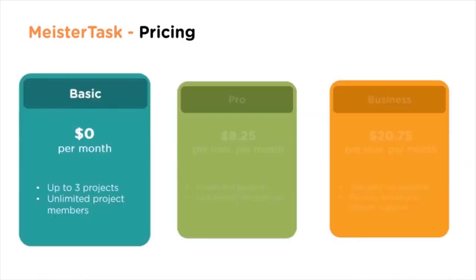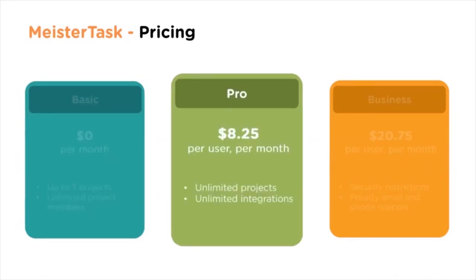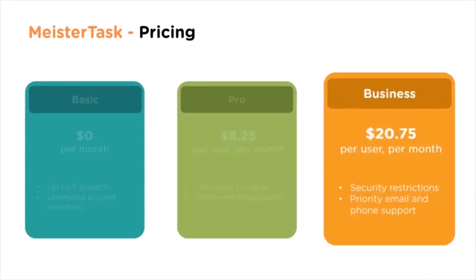The pricing it is $0 per month up to 3 projects and unlimited project members. The Pro version includes unlimited projects, unlimited integrations, which costs around $8.25 per user per month, whereas Business costs $20.75 per user per month, which has security restrictions, priority email, and phone support.